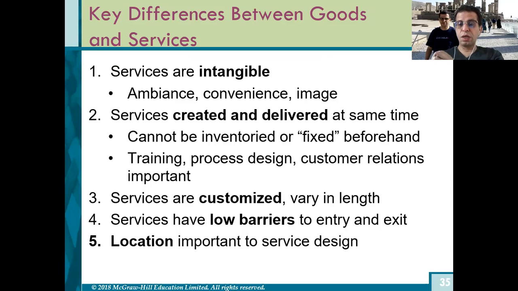But what we said at the beginning of this book, in this class, we talked about the difference between goods and services. And here, once again, in designing, there is a difference between goods and services. As you know, services are intangible: ambience, convenience, image. Service is created and delivered at the same time. It cannot be inventoried or fixed beforehand. Service disappears right away if nobody uses it.